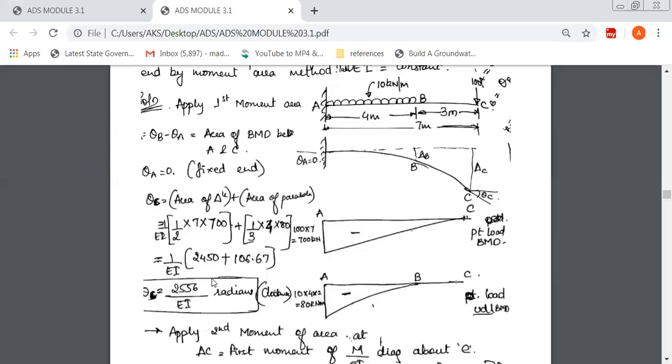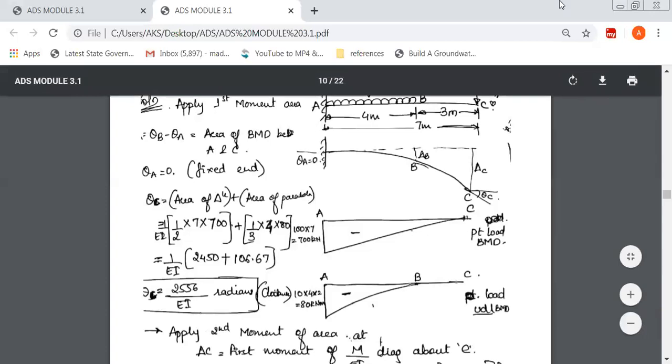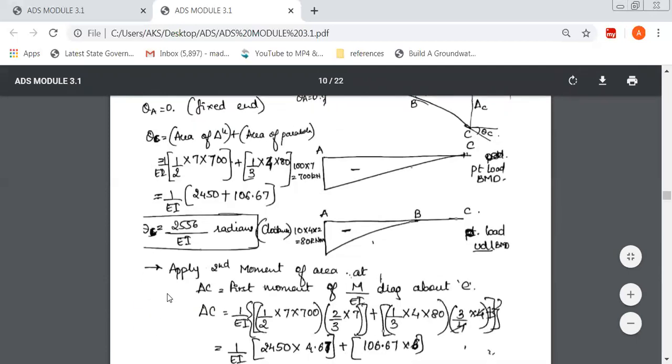Now see here, this is a positive answer. Because it's positive, the rotation is clockwise. In case it's negative, then it is anti-clockwise. So this is the first thing you found out: theta C, the rotation. Likewise, you have to find the deflection.